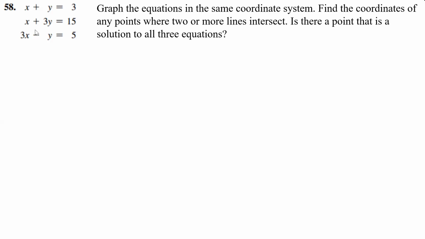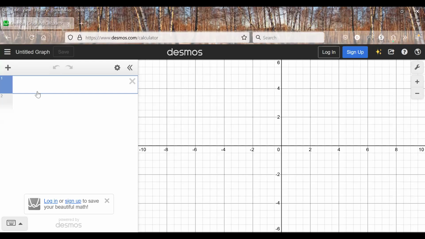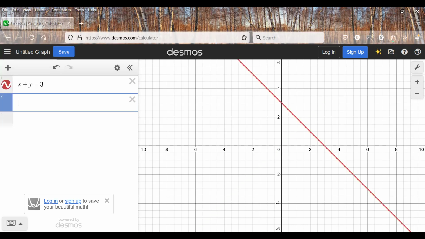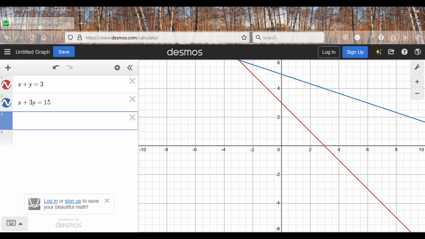To use technology in this case, I'm going to switch over and use Desmos just to make things easy, because we can for this class. You could also plug it in your calculator and do it that way as well. But in Desmos, we can actually just type it as it is. So we have x plus y equals 3, and then we have x plus 3y equals 15. And our last one was 3x minus y equals 5.